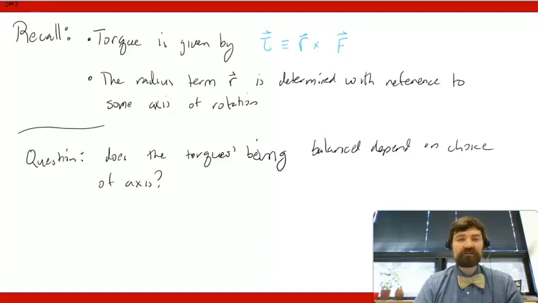To answer this, let's consider a simple calculation for a system that's maybe in equilibrium given one set of axes, and then choose a different axis and see if it's still in equilibrium.